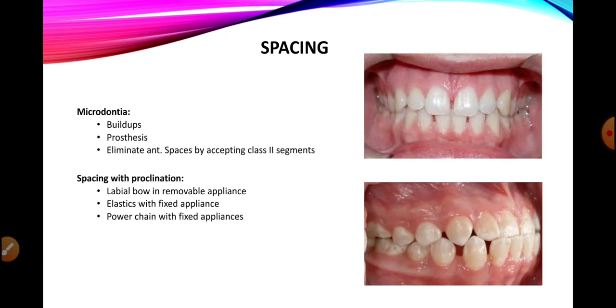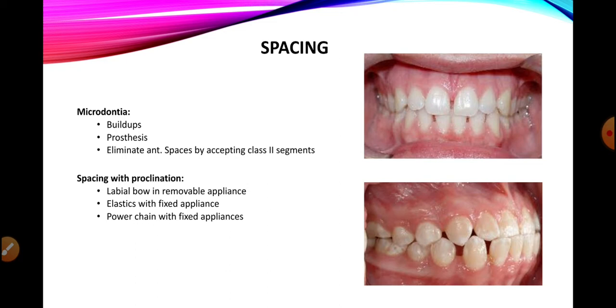Now, talking about microdontia and spacing with proclination. What usually happens is, in case of microdontia, that is small teeth, we may see space in the arch that can be localized majorly. So, in the cases of microdontia, build-ups are usually advised. By microdontia, I mean small tooth. So, if the tooth height and width ratio is not in accordance with the other teeth, it is built up to match the height and width ratio of the other teeth to improve and enhance the smile aesthetics, and definitely it will be covering the space as well.